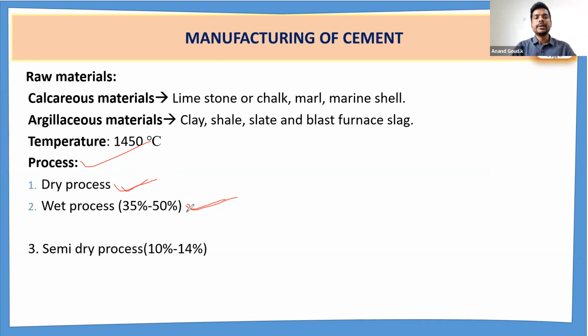So from this point I want to convey that cement is manufactured in two methods. The first one is the dry process and the second one is the wet process. The major difference between these two methods is the water content. In the wet process, you will have 35 to 50 percent of water, and in the first method, the dry process, we do not add any water. This is very, very important.